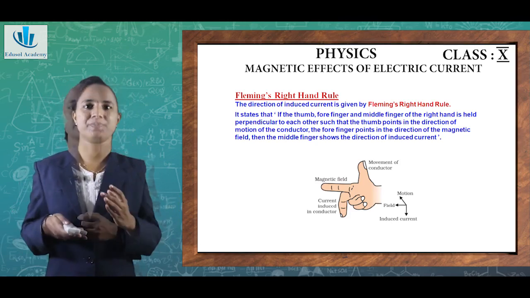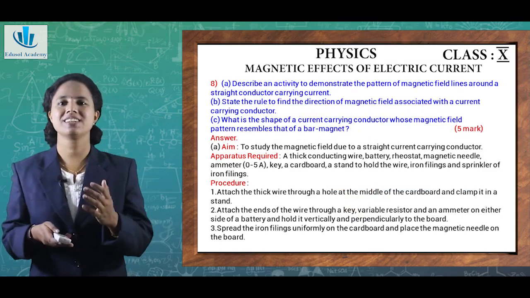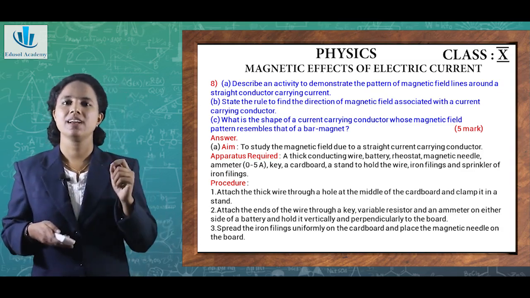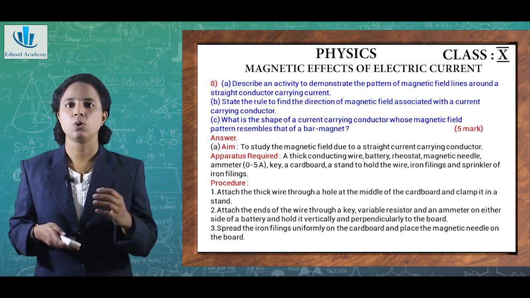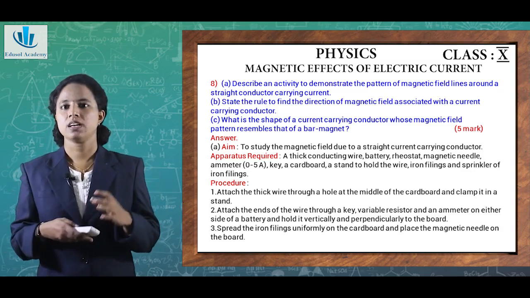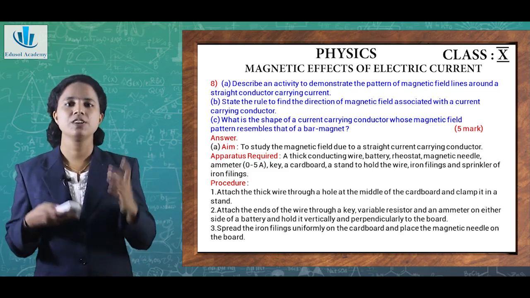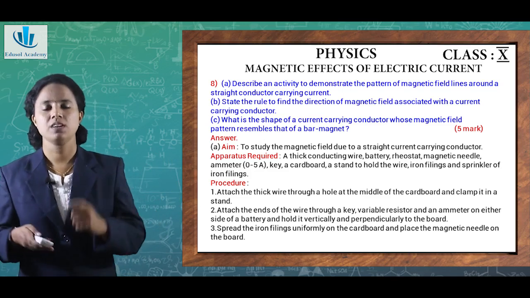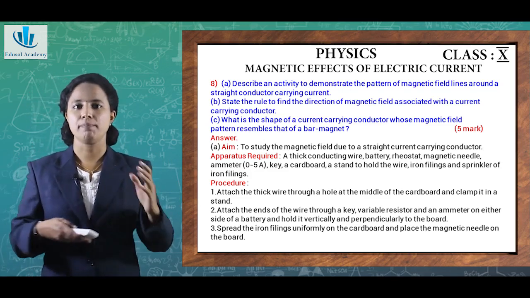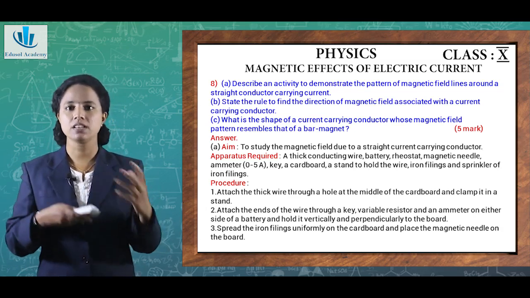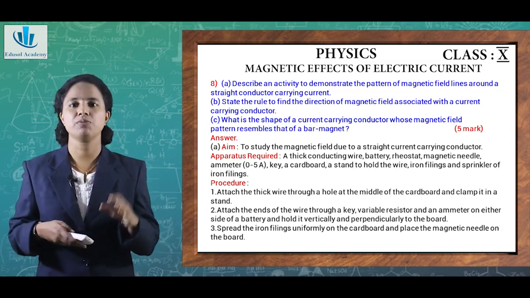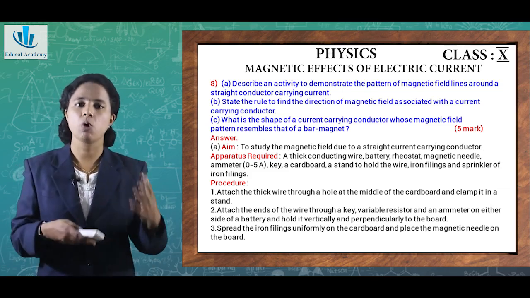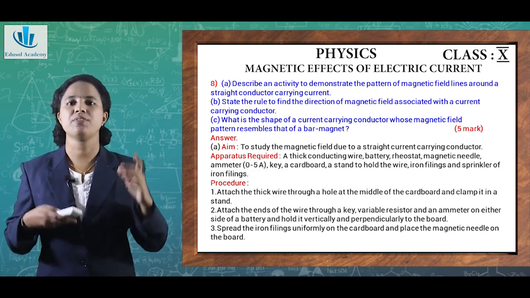right hand rule. Moving on to the next question: describe an activity to demonstrate the pattern of magnetic field lines around a straight conductor carrying current. So, to describe the activity, the main aim is to study the magnetic field due to a straight current carrying conductor. What are the different apparatus required for it? You need a thick conducting wire, a battery, a rheostat, a magnetic needle, an ammeter of the range 0 to 5 ampere, a key, a cardboard, a stand to hold the wire, iron filings and a sprinkler of iron filings.